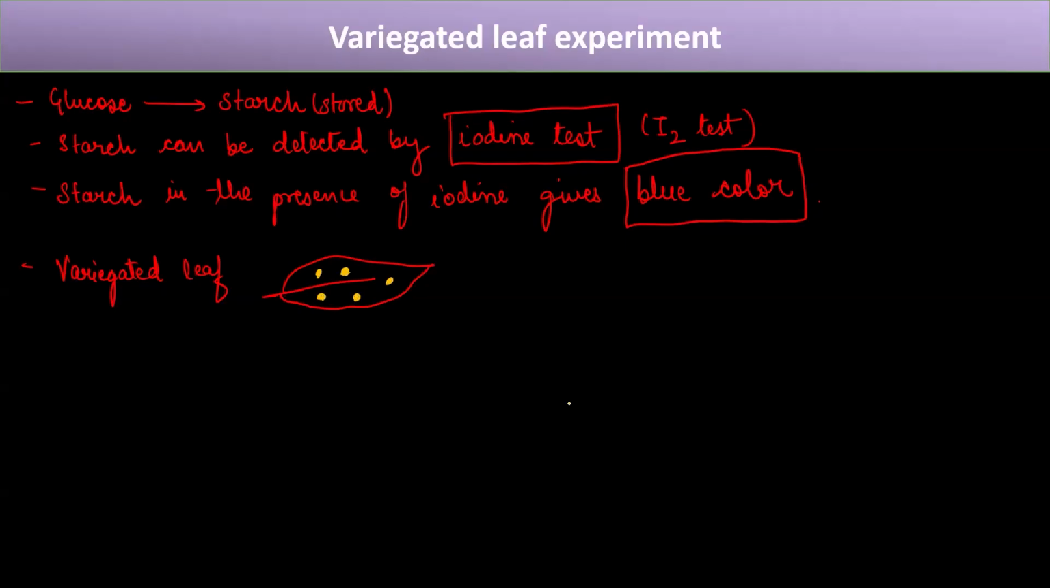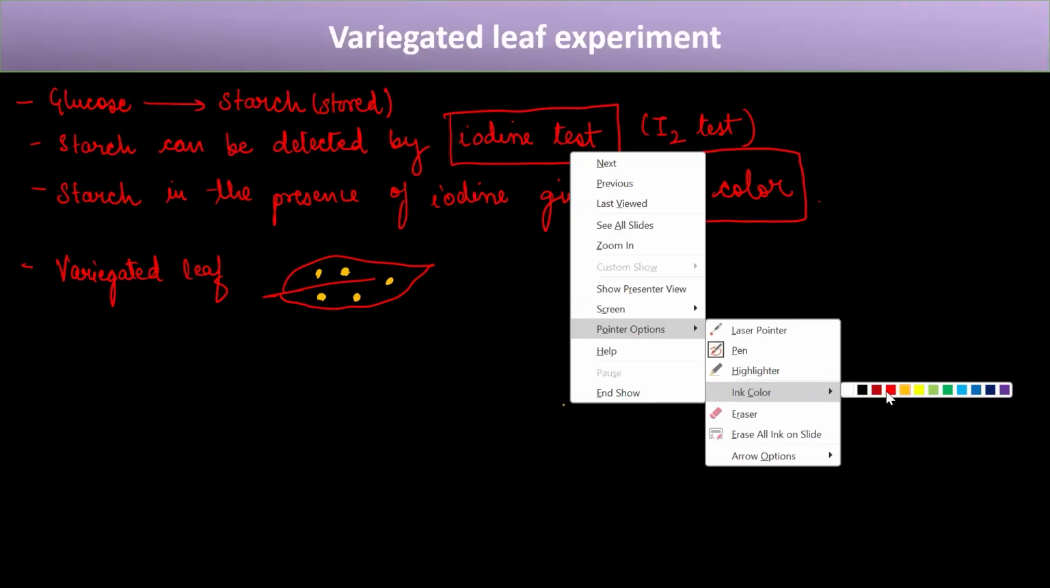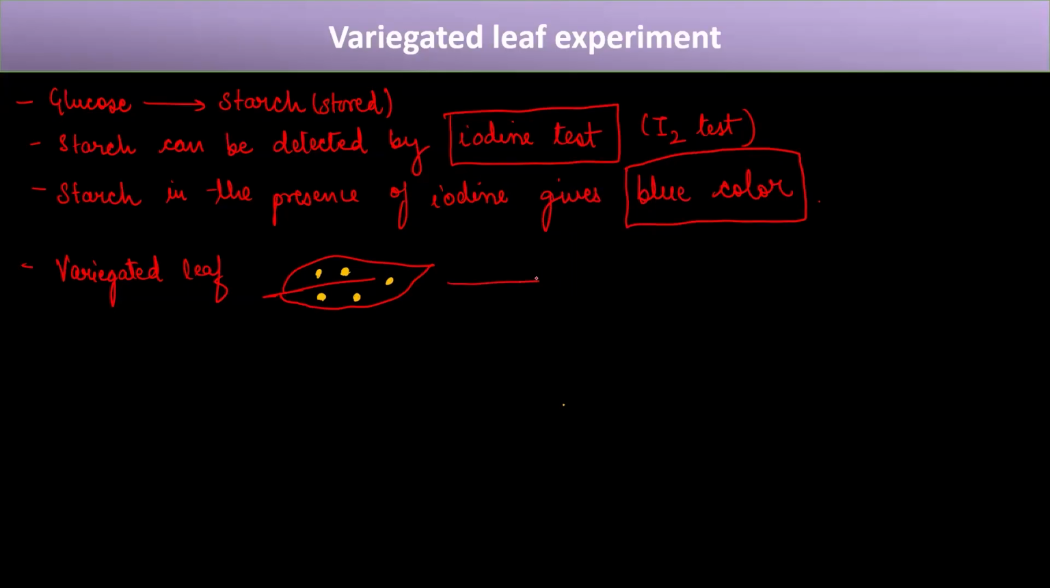Now, if you take a variegated leaf and do the iodine test on it, what will you find? You will find that in the yellow region, no color change is observed. This will be your first observation if you do the iodine test on a variegated leaf.